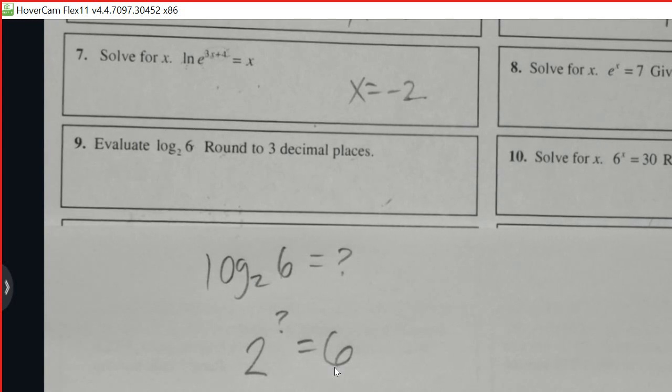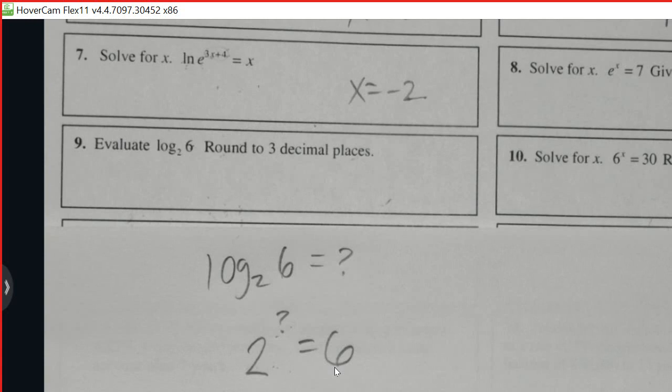A common mistake is students think 2 times 3 is 6. Yes, 2 times 3 is 6, but that's not how exponents work. This means 2 times itself, how many times, equals 6. So 2 times 2 is 4. That's not big enough. 2 times 2 times 2, that's 2 to the third, is 8. So I know that my value here is somewhere between 2 and 3, but it's not a nice, pretty natural number or whole number.